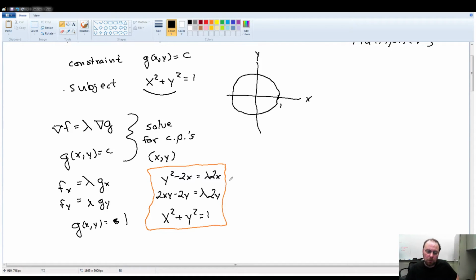So one strategy here is to work with these two equations in order to get rid of lambda somehow, and then get a relationship between x and y. And once you have that relationship, go to the constraint in order to solve for x and y. Okay. So what can we do here?